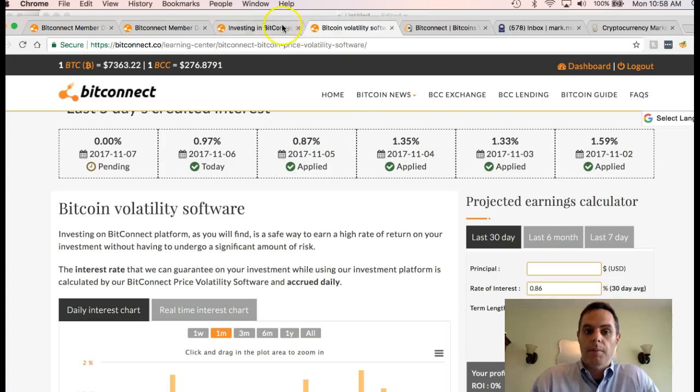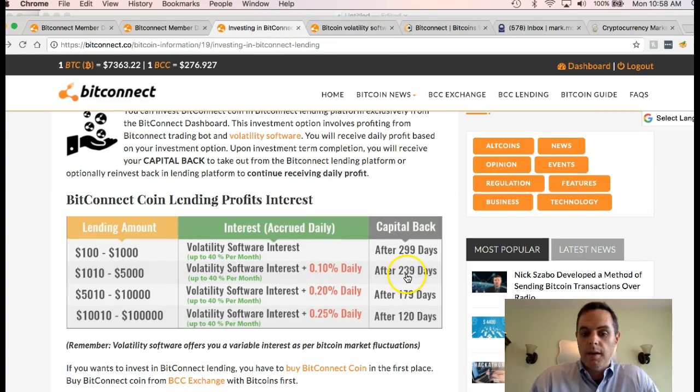Which helps. That adds up. Plus, by investing that, I get 239 days of my capital locked up, as opposed to 299 days. So if you can afford the 1,000, do the 1,010. If you can afford 5,000, do a 5,010. You'll get a 0.2% uptick, and your money is not locked up as long. You can see the differential there. 2 months. And then if you can afford the 10,000, invest 10,010.